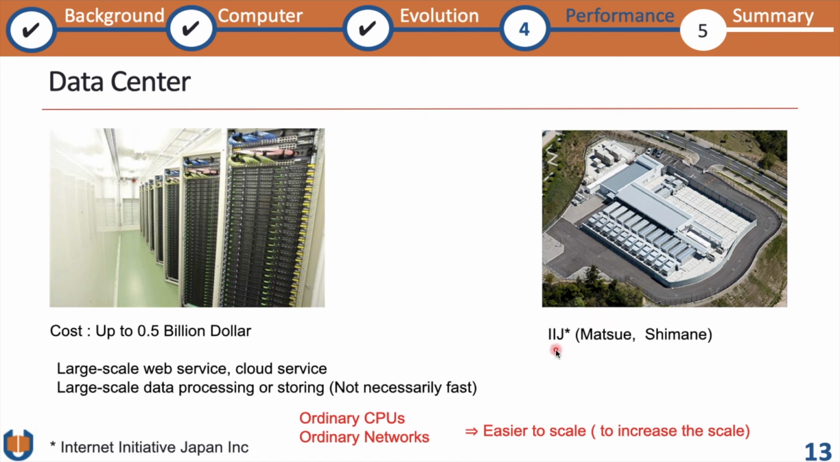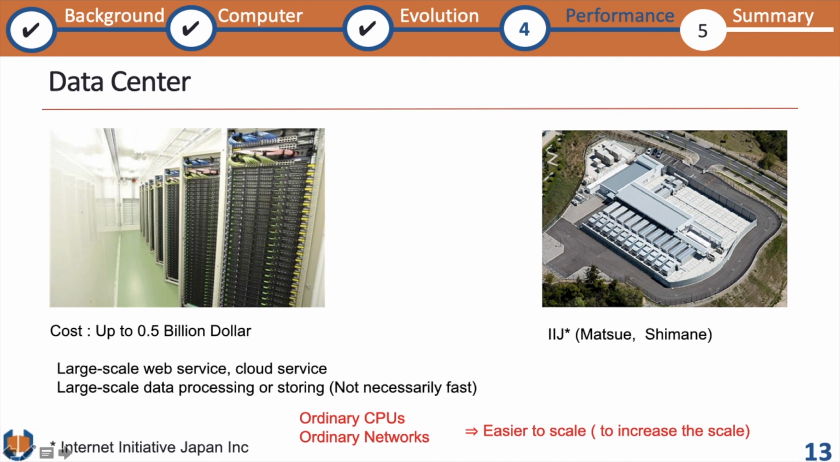For example, the IIJ data center in Matsue City is developed and maintained by Internet Initiative Japan. It is a company that basically designs data centers around the world. When designing a data center, it is important to keep in mind that it must be easily scalable. So based on the demand, the storage capacity and the processing capacity can be easily increased. There are many other issues associated with data centers, but this course doesn't have to cover all of them.